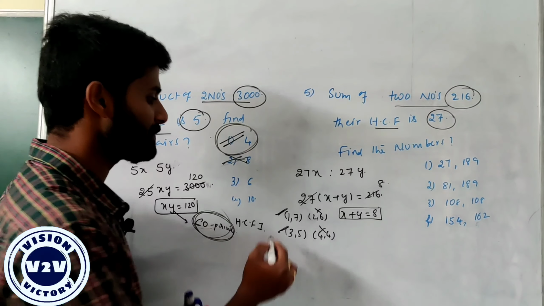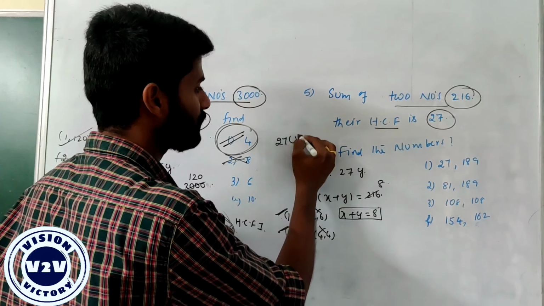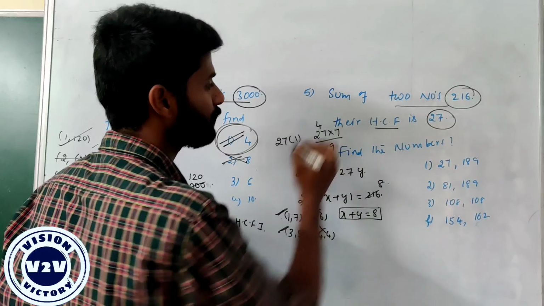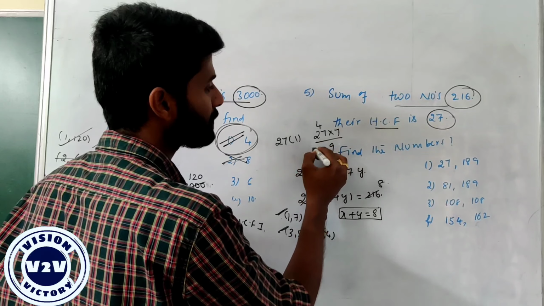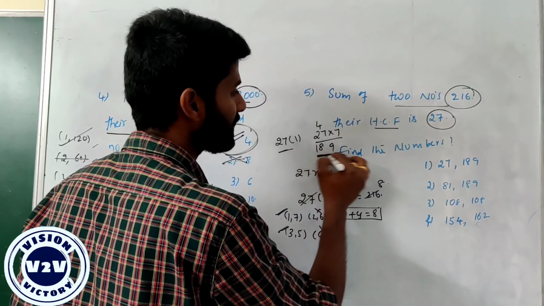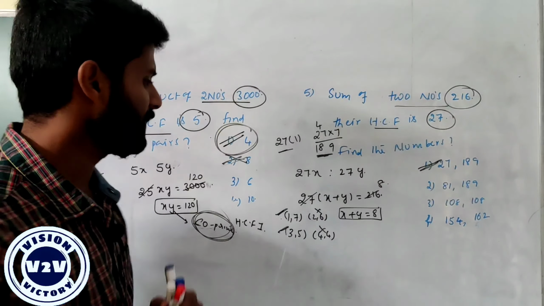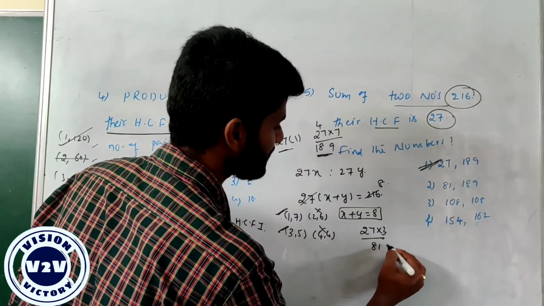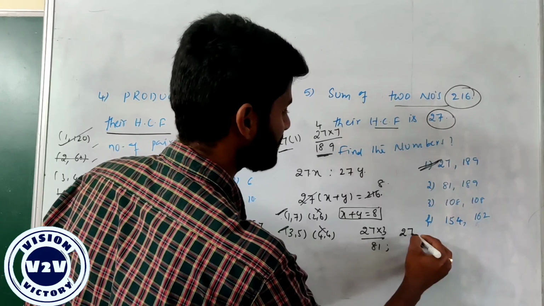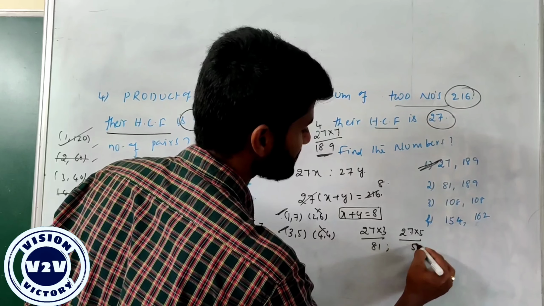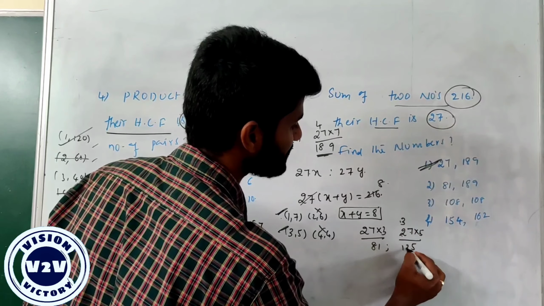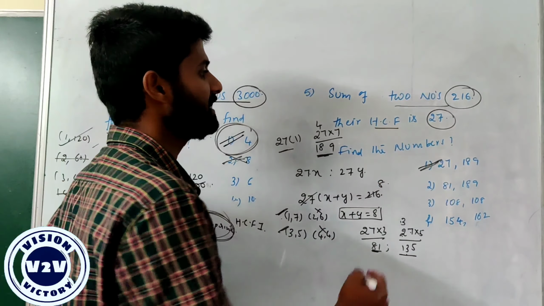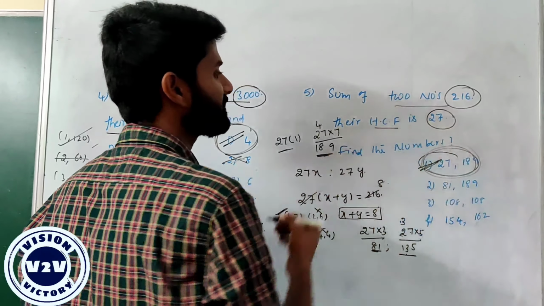So you just replace them here. 27 into 1 is 27, and 27 into 7: 7 7s are 49, carry 4 here, 7 2s are 14, 14 plus 4 is 18. So 27 and 189. So this is the option. If you substitute the other numbers also, see 27 into 3, 27 3s are 81. Next one, 27 into 5: 7 5s are 35, 3 here, 5 2s are 10, 135. So 81 and 135 is also an answer, but there is no option. See, the numbers are represented as 27 and 189.